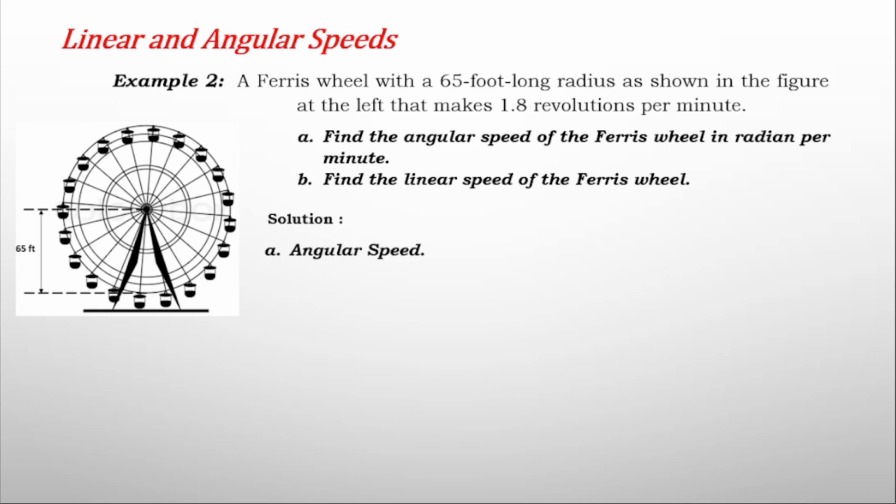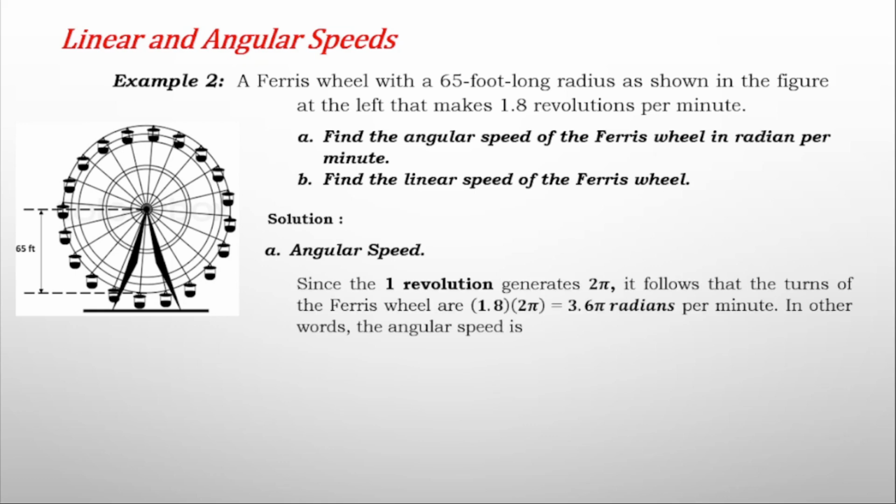Okay, solution. How to compute the angular speed? Since one revolution generates 2 pi, it follows that the turns of the Ferris wheel are 1.8 times 2 pi, which is equal to 3.6 pi radians per minute.